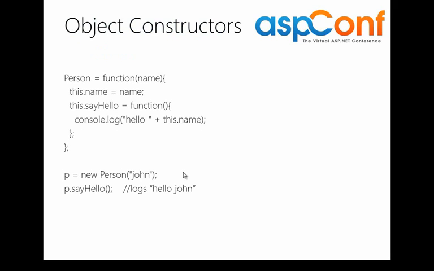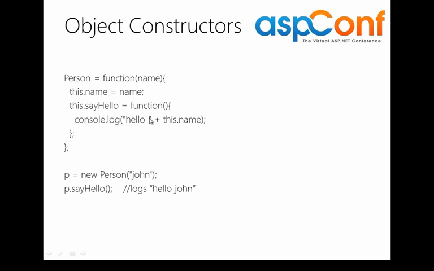Right, so that brings us to pretty much our last one. This is slightly longer than the other ones. It's object constructors. Right. So over here we have a function called Person, and when you new up a person, what happens? So we're doing p equals new Person John. That John gets passed in through the name.